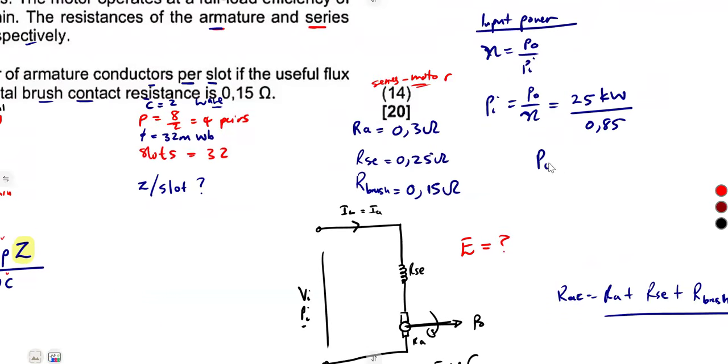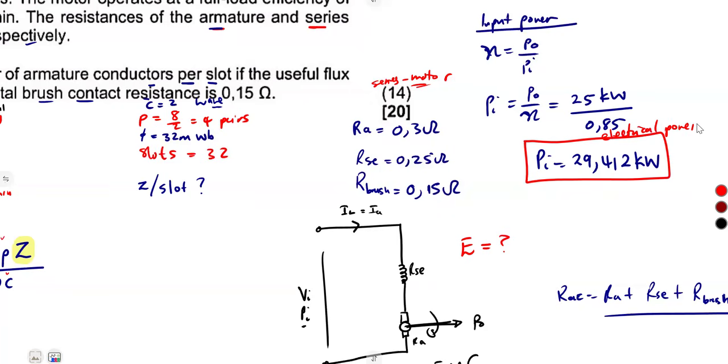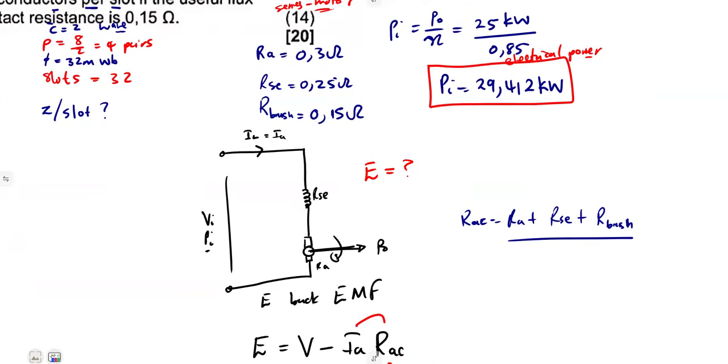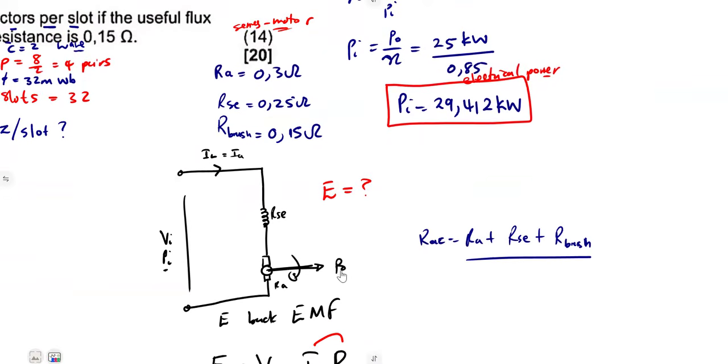0.85. So we have got the input power in kilowatts. We're going to have our input power in kilowatts from this calculation, and that was 29,412 kilowatts. So we have the electrical power, the one that we can use voltage and current. We cannot determine it from the mechanical. Remember, output is mechanical, this one.